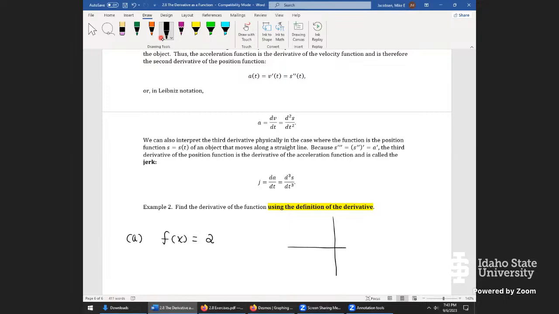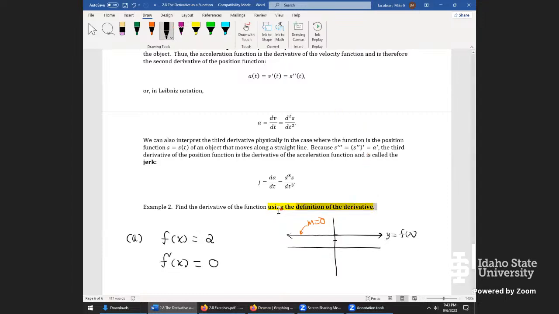Let's graph the function. F of x is the function that takes on the value 2 for all x. So here it is. And now it doesn't matter where you are on this line, pick any value, the slope of the tangent line is still the horizontal line and its slope is 0, guaranteed. So this means f prime at x is automatically 0, just because it's a constant function.